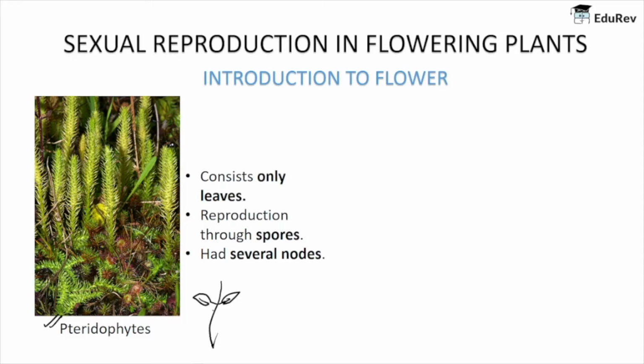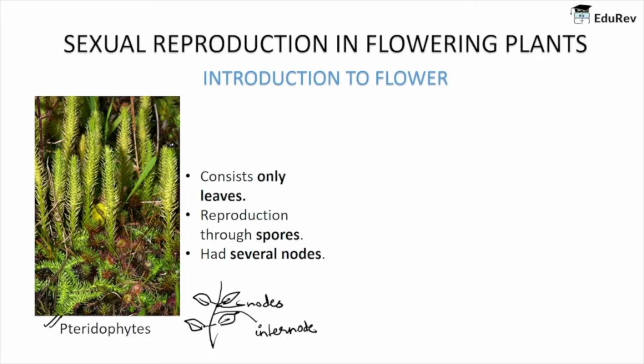Yes, I'm drawing it. So these are the leaves, and these were the nodes from where the leaves were arising. The space between two nodes is called the internode. This is where the leaves arise in the case of pteridophytes, or generally also, leaves arise from nodes only.